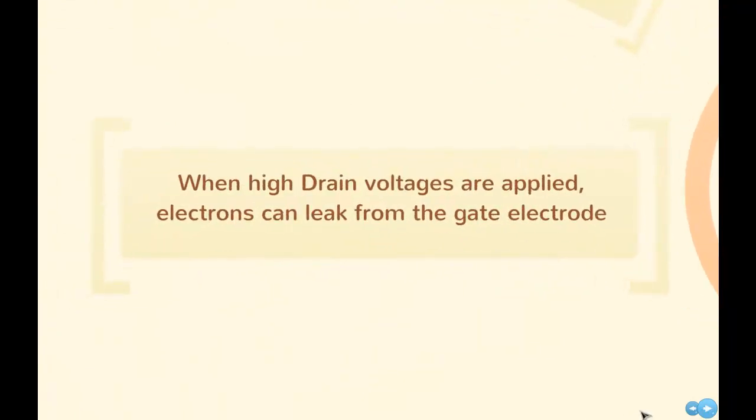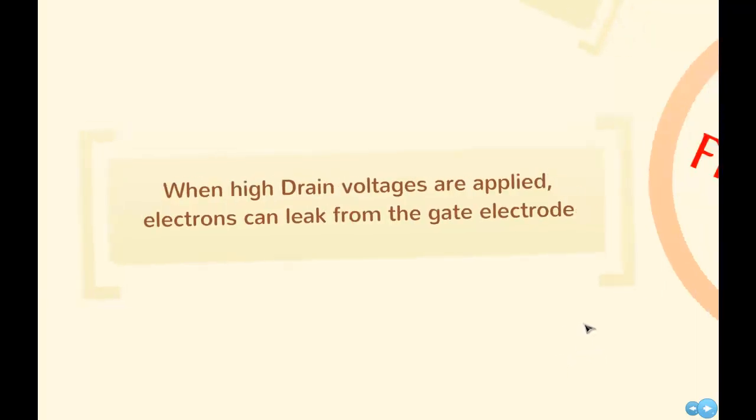When high drain voltages are applied to our transistor, electrons may leak out of the gate electrode and end up in the region between the gate and the drain. This may lead to gate breakdown because these electrons can accumulate in a specific spatial position in the device and create really high fields that ultimately lead to gate breakdown.